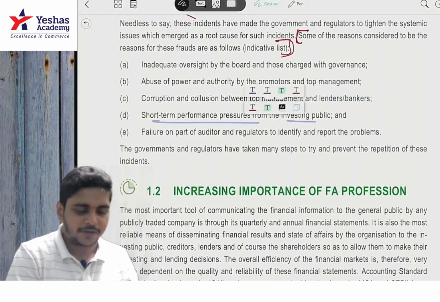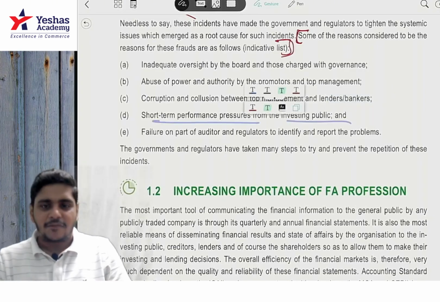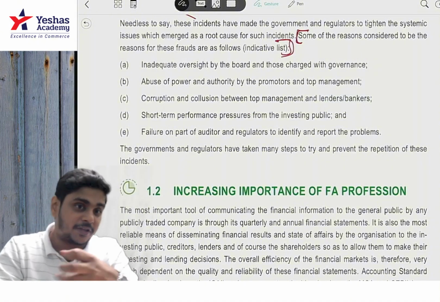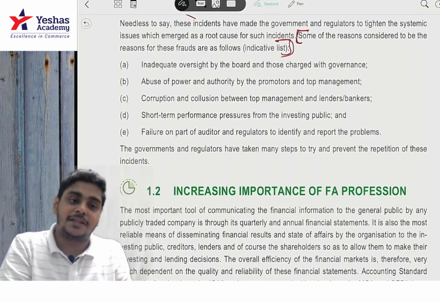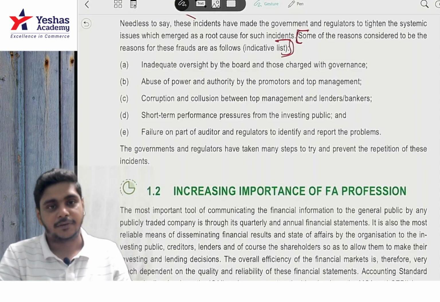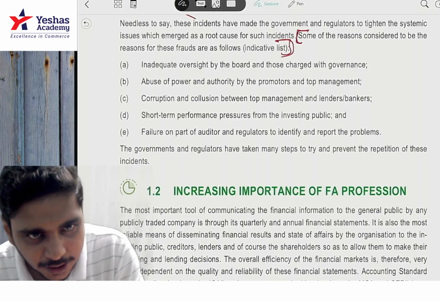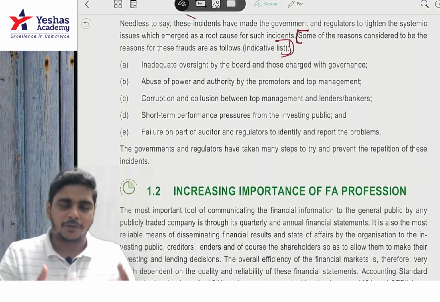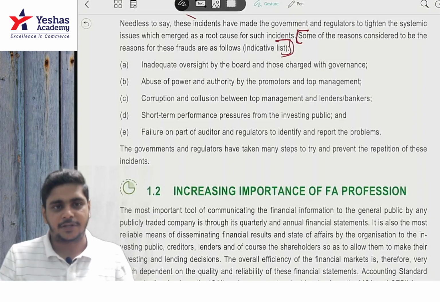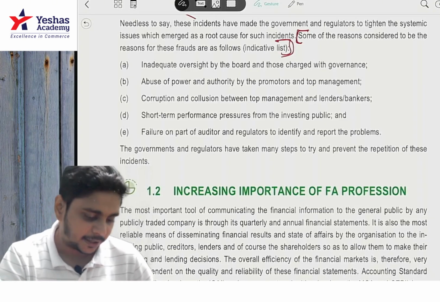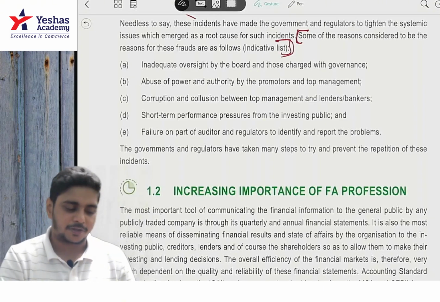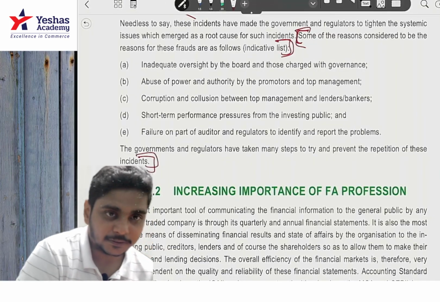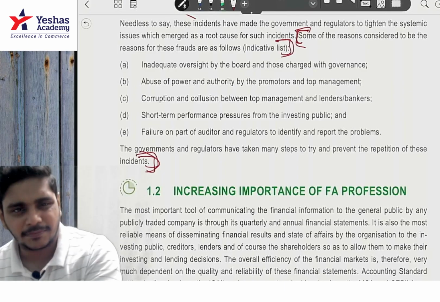Short-term performance pressure from the investing public, because the people who have invested in a company need profit every quarter. If there's no profit, they will try to withdraw. When they withdraw, that means they will sell the share. When they sell the share, the price will fall eventually, right? So short-term performance pressure, and failure on the part of the auditors and regulators to identify and report those problems. Right now they have overcome it, but yes, these were the reasons. The government and regulators have taken many steps to try and prevent the repetition of these incidents. So please mark from here till here. This could be an exam question in MCQ.